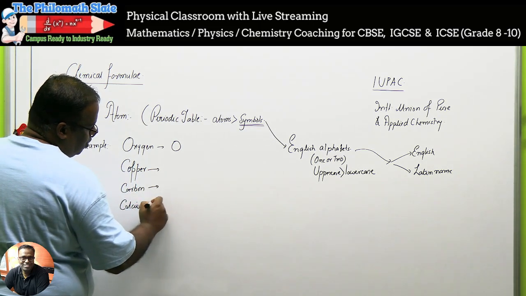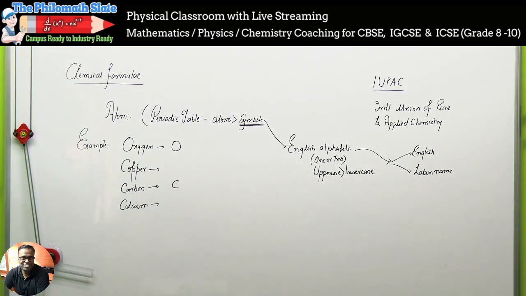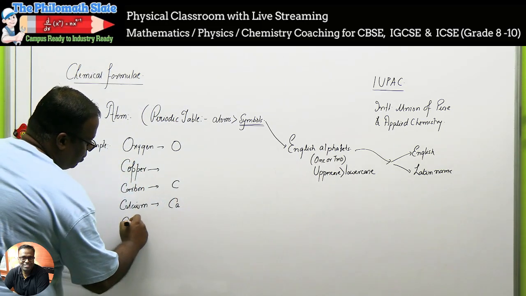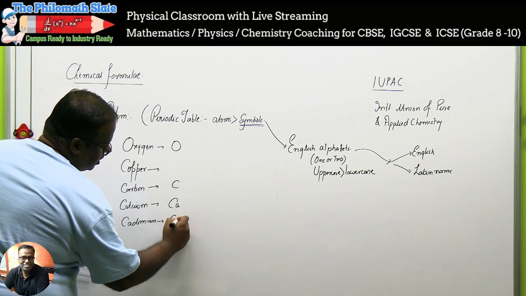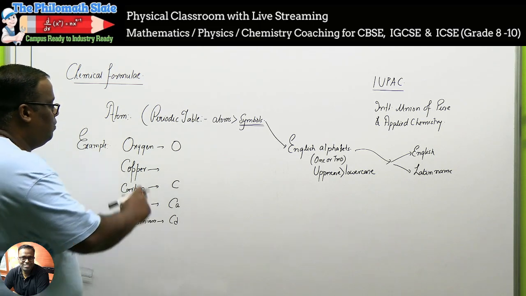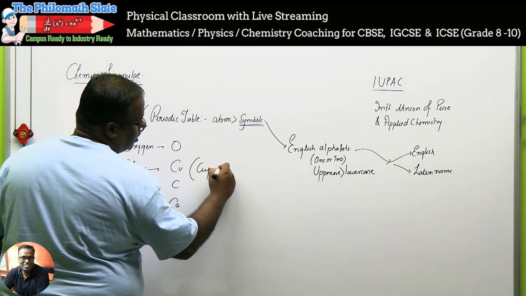Now, carbon was the first to be known, so carbon got the letter C. Afterwards came calcium, so calcium got Ca. If you look at cadmium, it got Cd. If you look at cesium, it got Cs. However, copper is Cu because it comes from the Latin name cuprum.